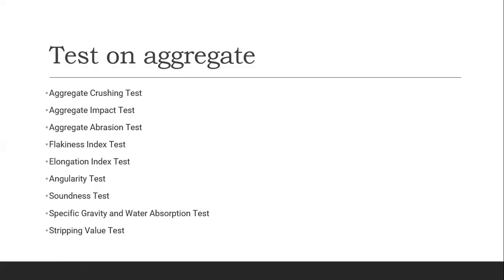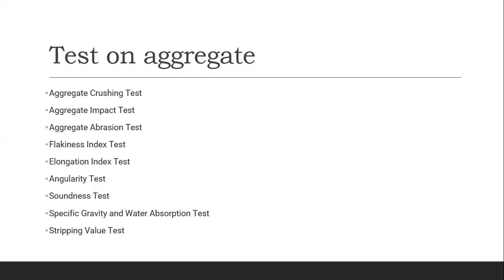Then aggregate abrasion, in the sense, using a large drum, we use some 9 to 10 steel balls, and these steel balls and aggregates will be poured into a steel drum, and it will be closed and allowed to go for some revolutions. During the revolutions, the aggregates and the steel balls collide with each other. Based on the collision, how the aggregates are powdered is evaluated. Based on that, the abrasion rate of the aggregate is estimated.